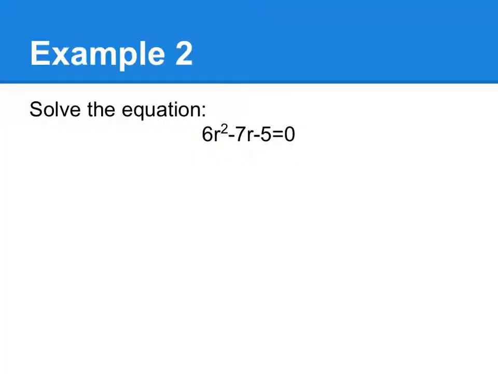Okay, next example. Solve the equation 6r squared minus 7r minus 5 equals 0. Oh my god, we don't have x's anymore. It's okay, we'll be fine. It's the exact same thing. So again, step 1, start with your little x. What numbers go on top? Well, what goes on top is the first times the last. 6 times negative 5 is negative 30. What goes on the bottom is the middle number.